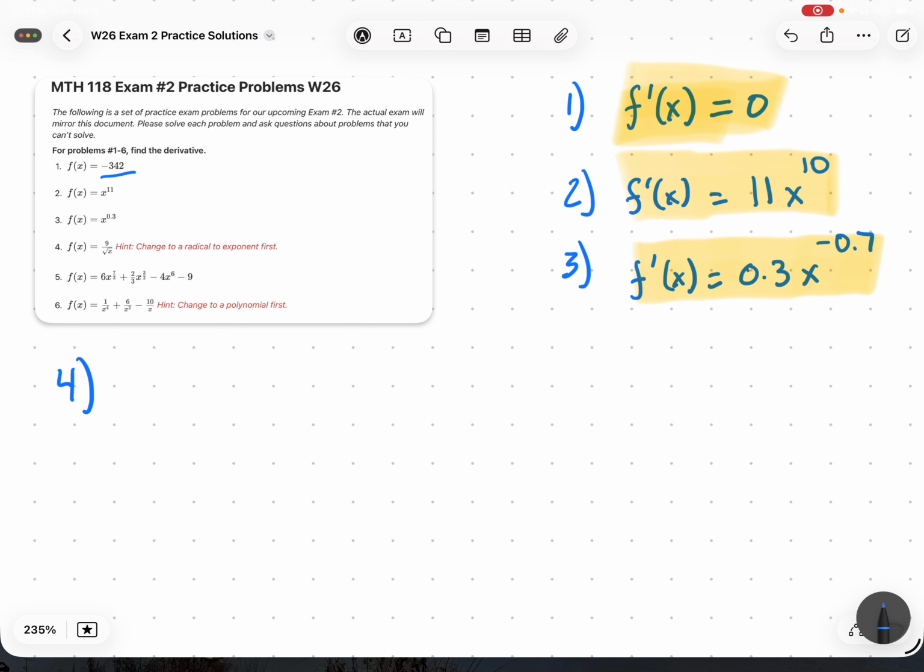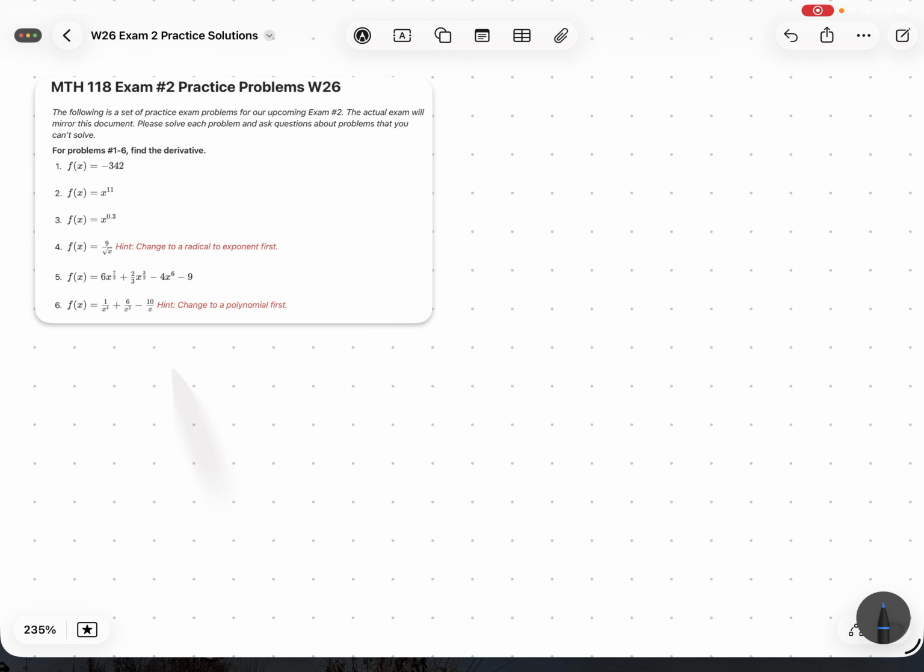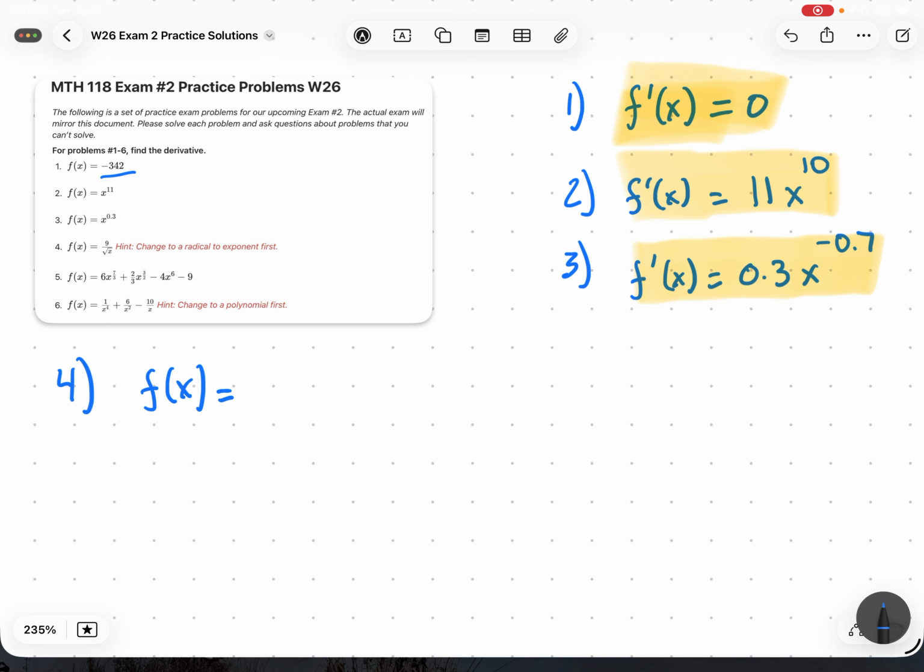we have a radical here. And notice my hint has a typo in it. It should say change the radical to exponent first. So what I'm going to do is rewrite the function. So this is not the answer. This is the original function in a different form. I'm going to rewrite it with a fraction exponent. That radical sign, that square root of x, can also be written as x to the 1/2.